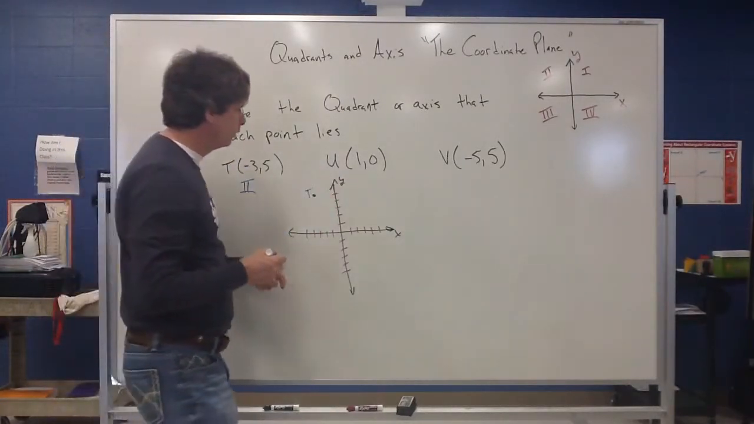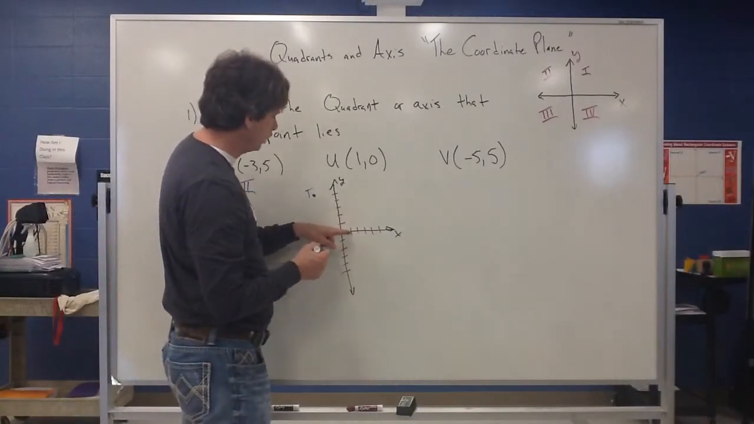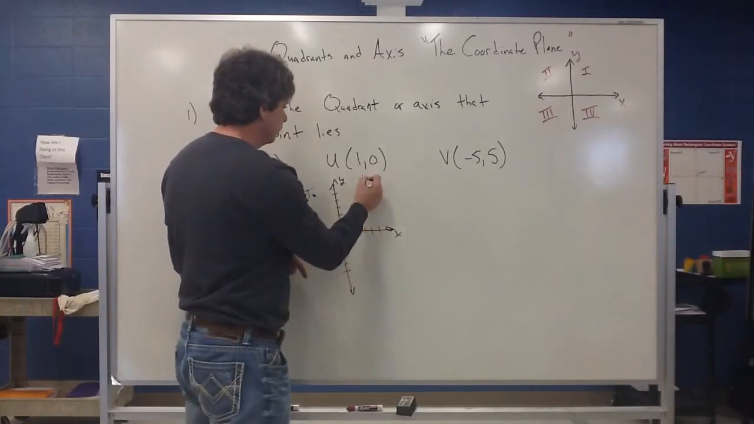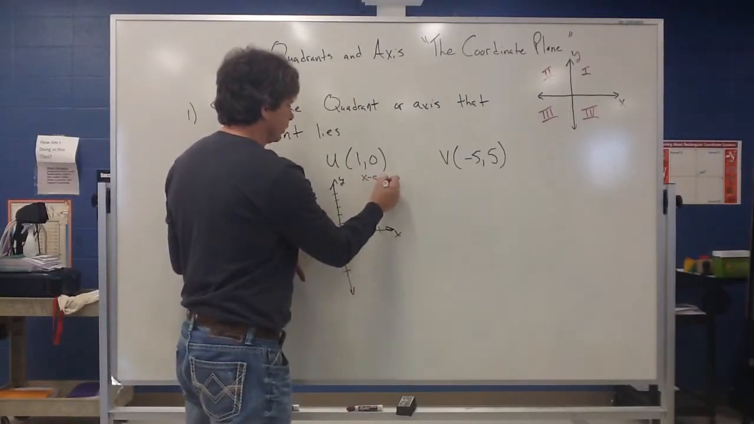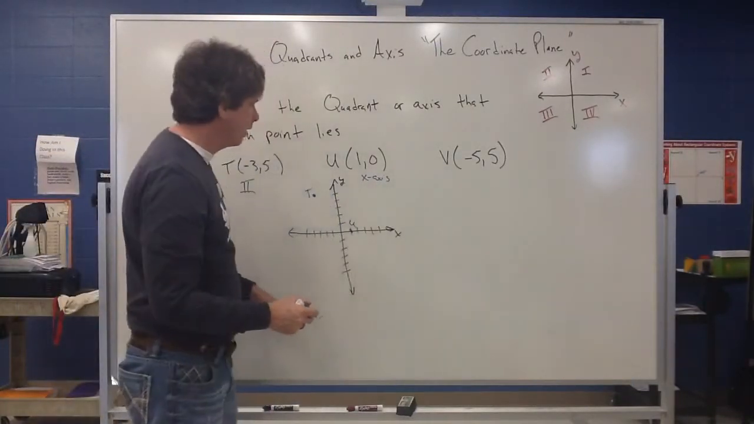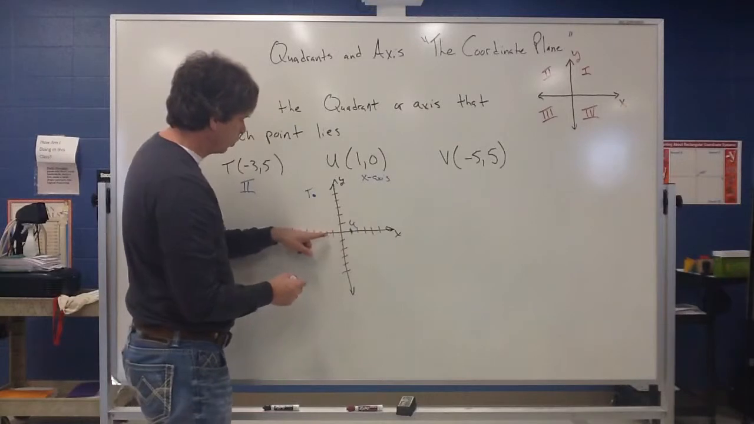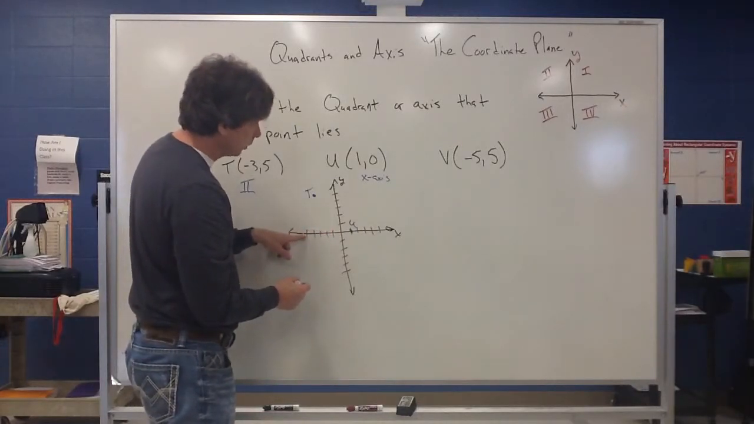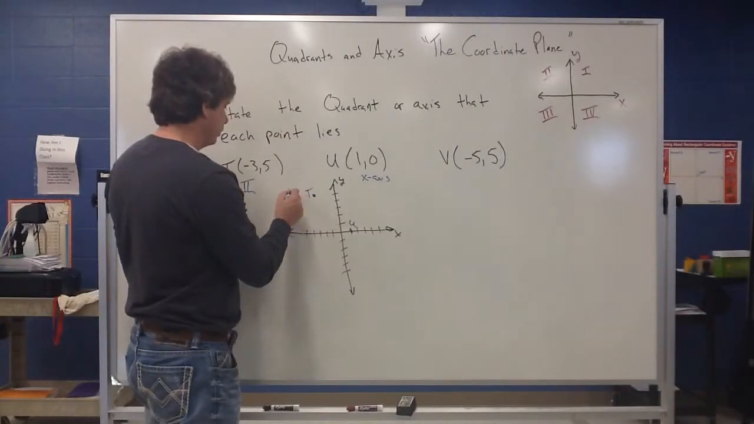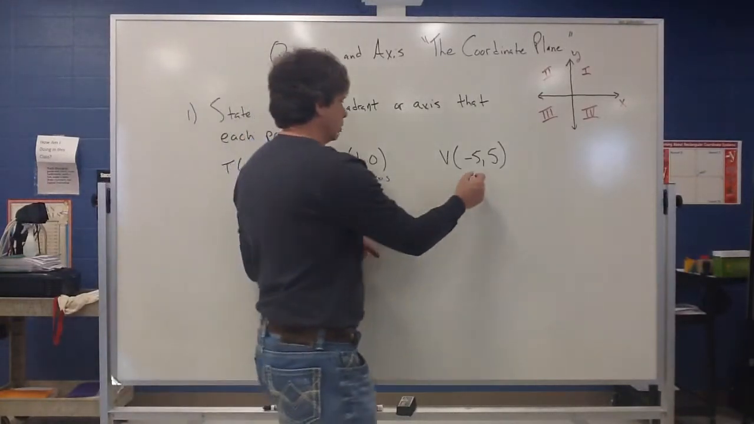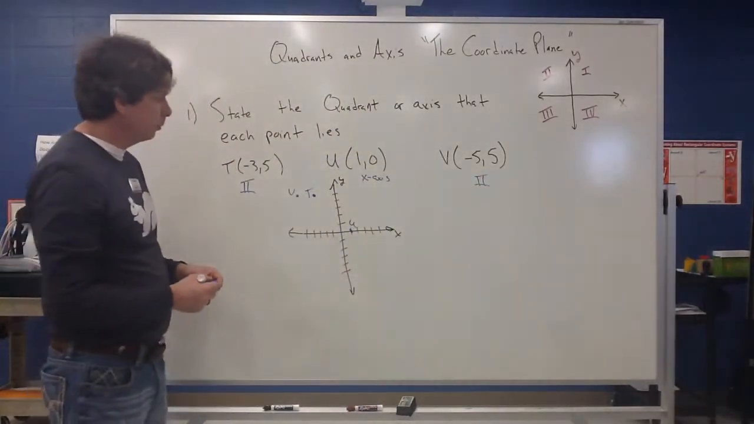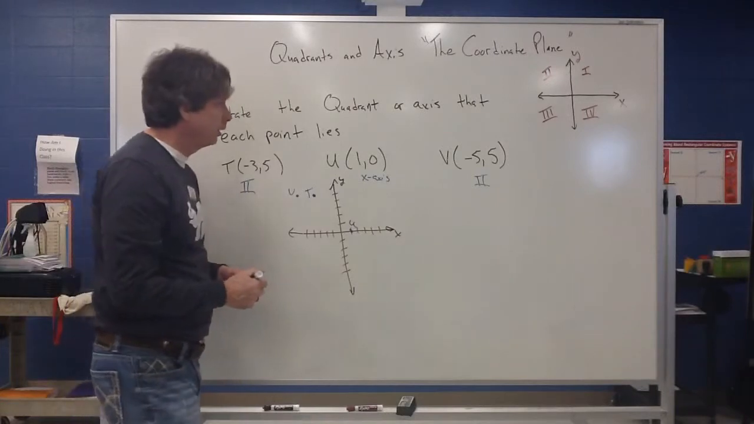Point U is (1, 0). So again, I start at the origin, move 1, and stay put. That's point U, so point U is on the x-axis. Let's write down x-axis there. And then point V, we have (-5, 5). So starting at the origin, I go over 5 to the left and up 5 as well. So it looks like that one is also in quadrant 2.